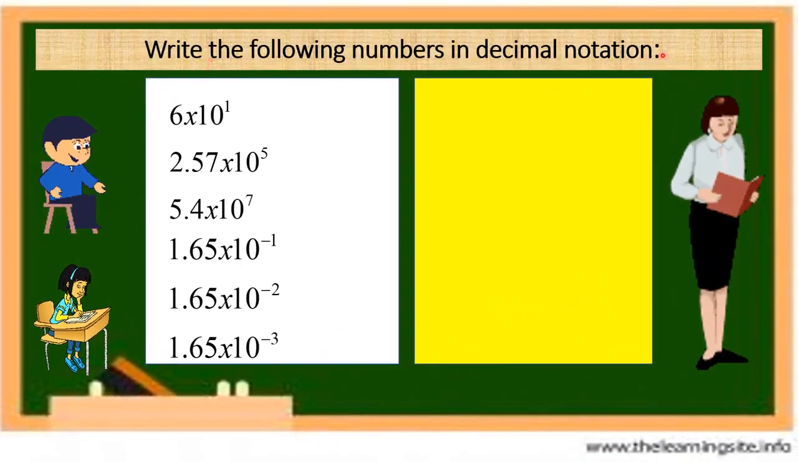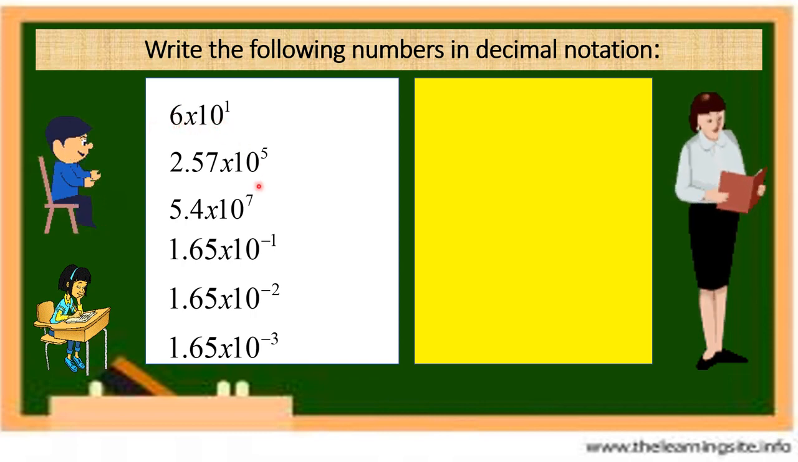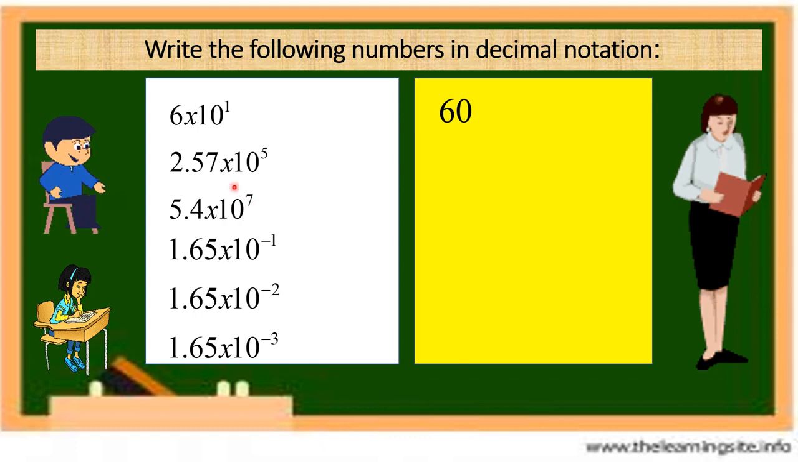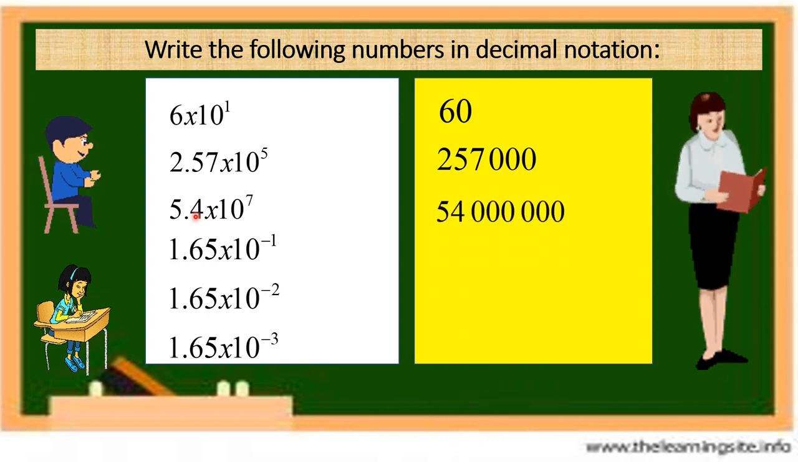Write the following numbers in decimal notation. 6 times 10 raised to 0, the answer is 6. 2.57 times 10 raised to the 5th, we have already 2 here. We need 3 zeros. 257,000. So we have 5.4 times 10 raised to the 7. We have already 1. We need 6 zeros. So we have 54 million.